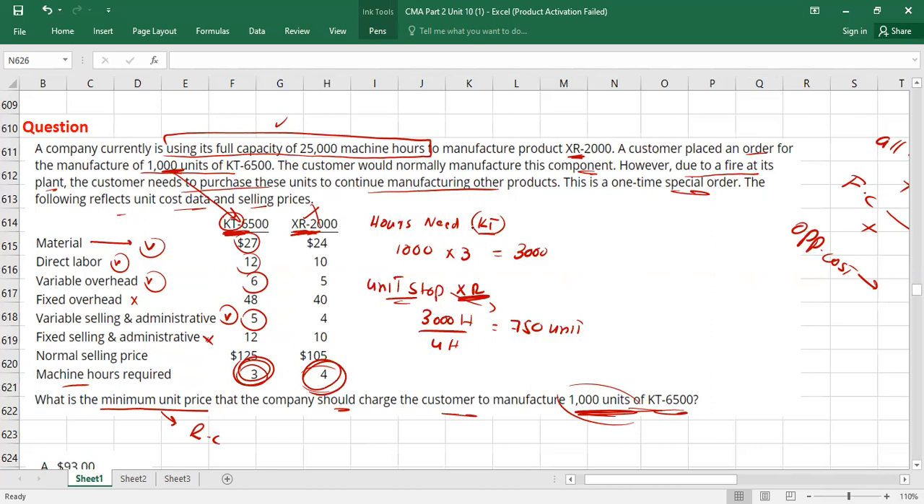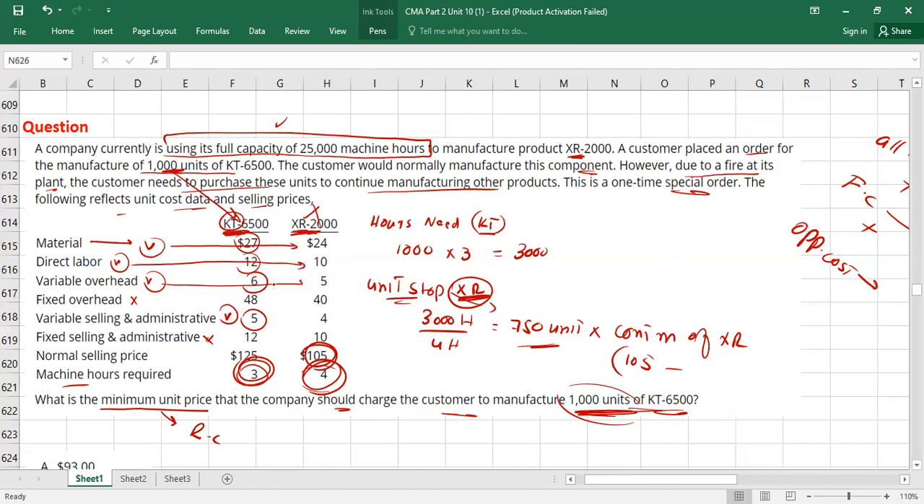Once this is done, the third thing you have to do is multiply the units lost or stopped with the contribution margin of the XR product. Units lost is 750. Contribution margin, how will you calculate? You need selling price. Selling price is 105, given here. 105 minus variable cost. Variable cost is what? This is variable 24, this is variable 10. 34 total, plus 5, 39. Then we have here 4, 43.